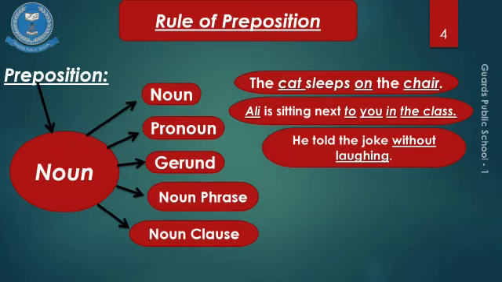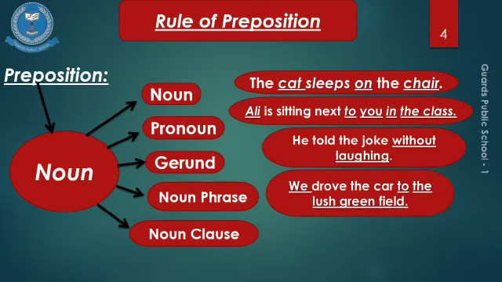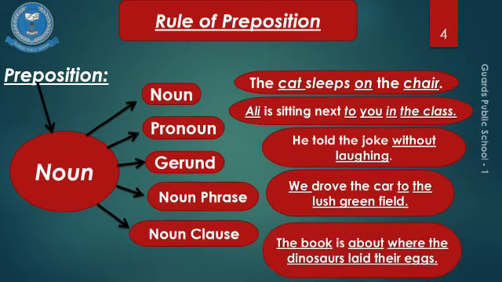Next, we drove the car to the lush green field. Here, the preposition to is showing a connection between a noun and a noun phrase. Last, the book is about where the dinosaurs laid their eggs. Here we see a preposition connecting a noun to a noun clause.